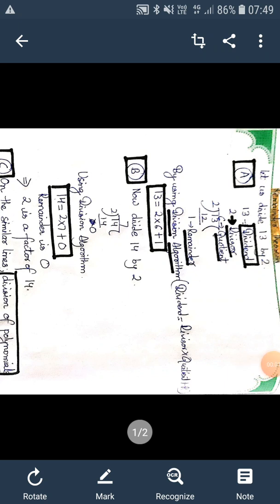Dear students, today we are going to study remainder theorem. Let us start with some basic concepts. Let us take two whole numbers 13 and 2.